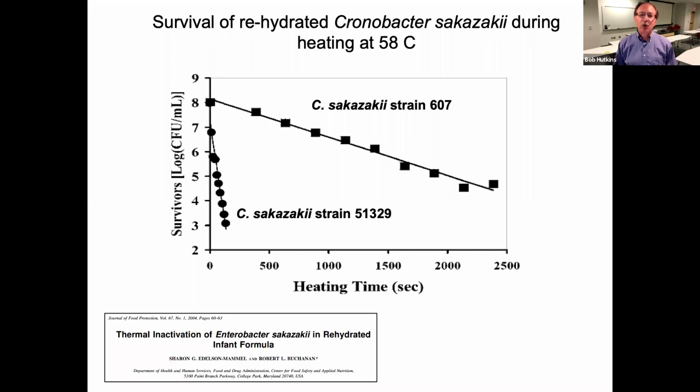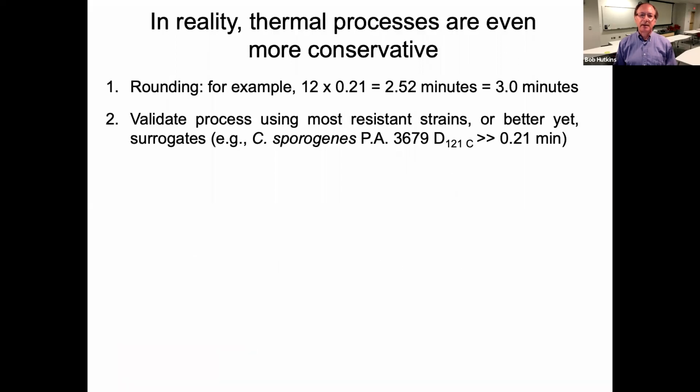But in reality, we don't even use CBOT spores. We use a surrogate strain. In this case, we use Clostridium sporogenes, and there's even a strain of Clostridium sporogenes called PA3679. We use that one instead because it's not a pathogen, but it has a D value greater than 0.21 minutes. And so that makes a great surrogate because it's even more heat resistant than CBOT, yet we still expect a 12 log reduction. Okay.